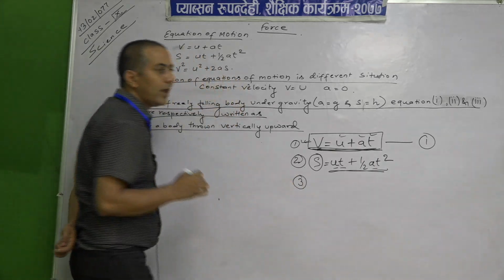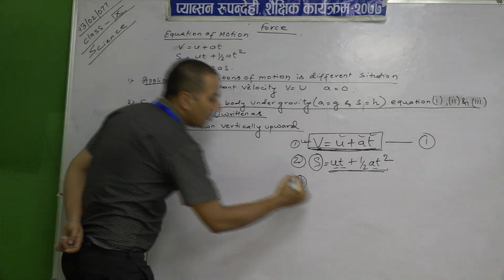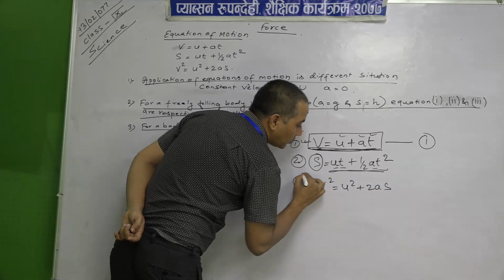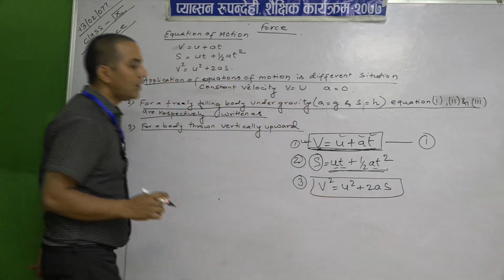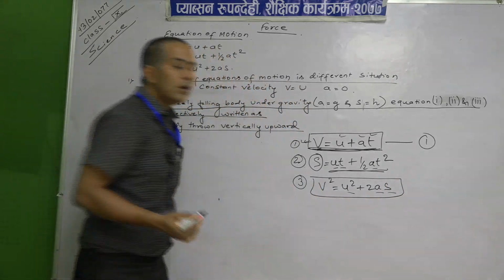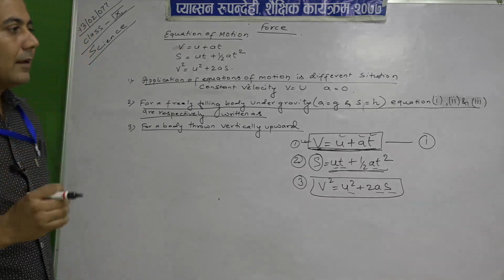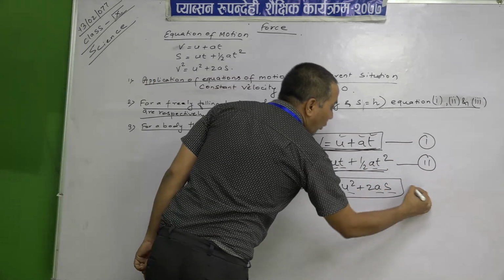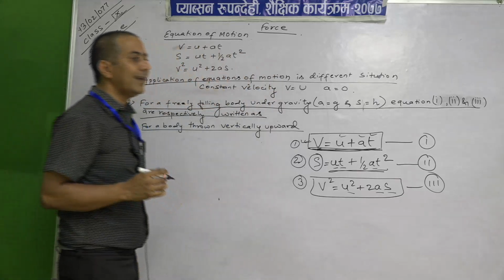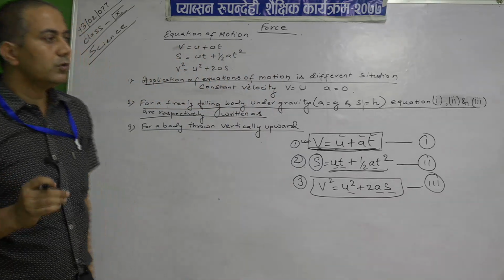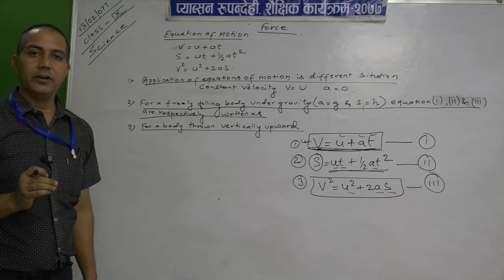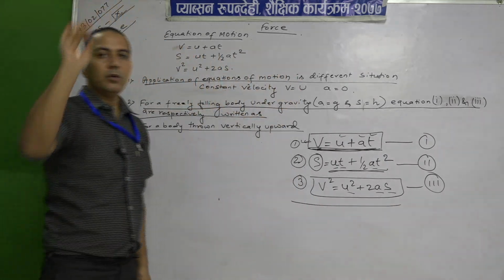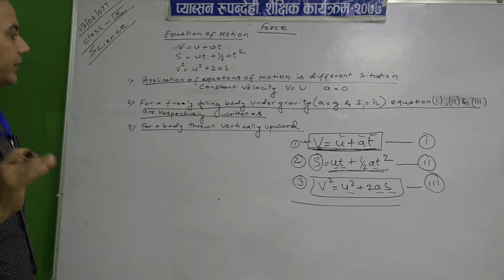Then the third one we studied is V square equals U square plus 2as. When time is not given, but initial velocity, acceleration and the distance covered are given, at that time we use this formula. In what conditions can this formula be used? It is used for bodies which are accelerating, that means a body moving with uniform acceleration, etc.